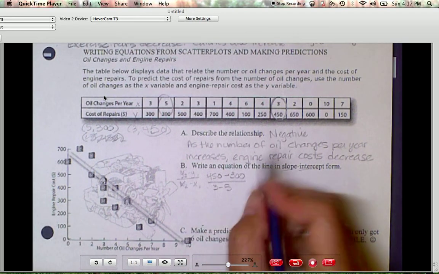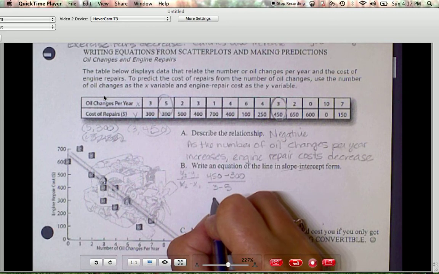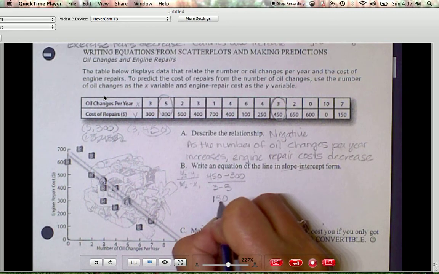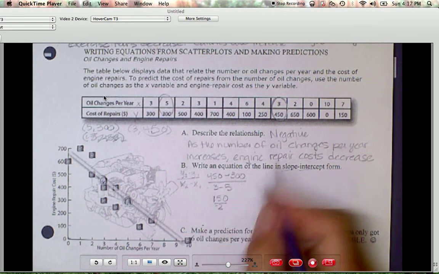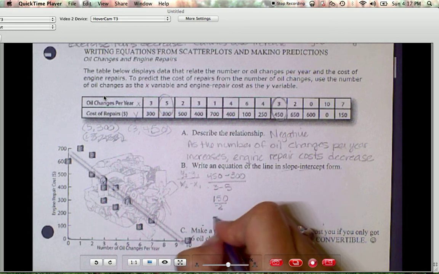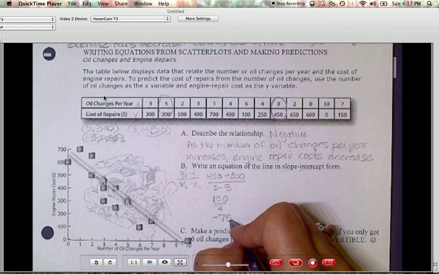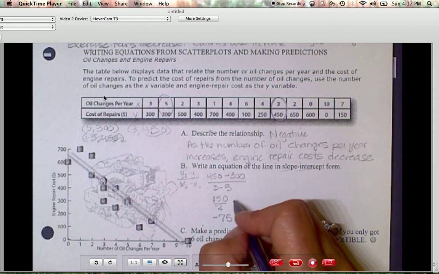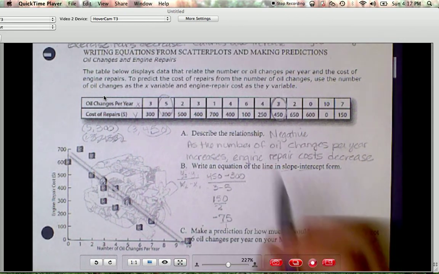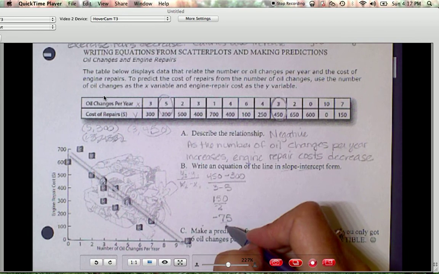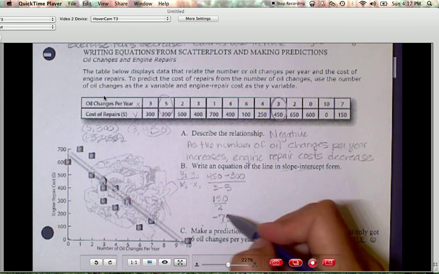When we simplify this, we get 150 over negative 2. And we simplify it some more and we get negative 75. So what does negative 75 really mean? Okay, imagine if it were negative 75 over 1. This represents your y values and this represents your x values.